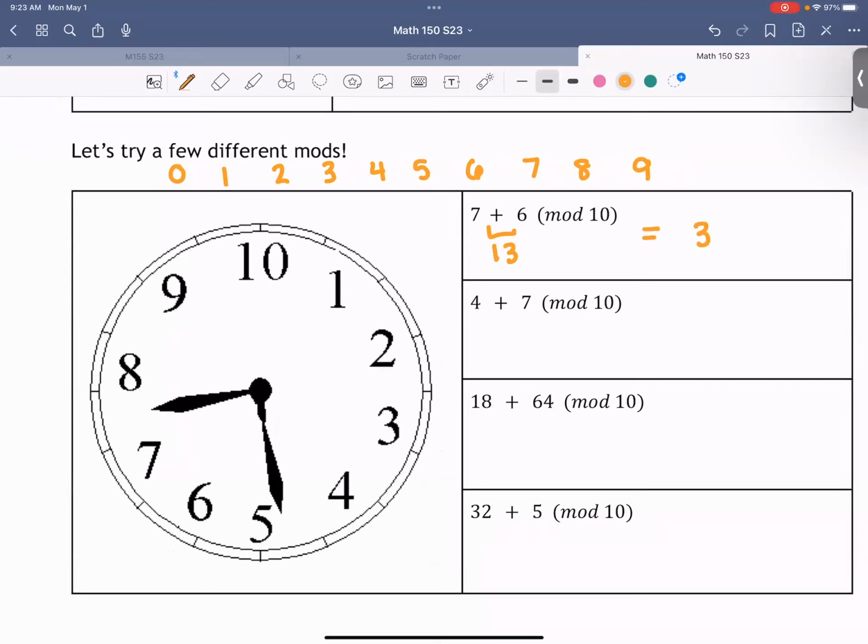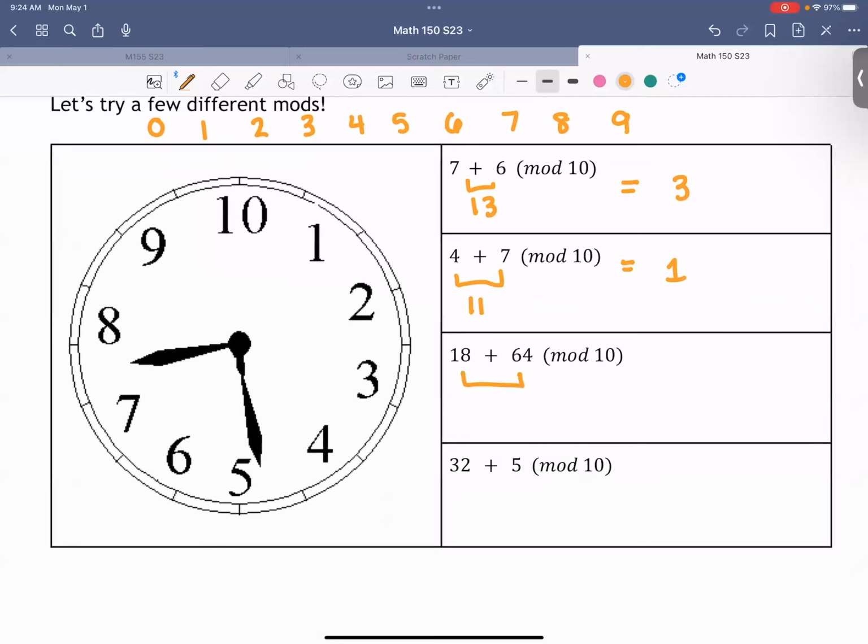4 plus 7 mod 10 is 11. Okay, what's 11 mod 10? 1, perfect. Why don't you do the last two? They're a little harder, but try this one on your own. What's 18 plus 64? 82. If I want to do 82 mod 10, you subtract 10 to get 72, subtract 10 to get 62, subtract 10 to get 52. What do you think 82 mod 10 is? 2, perfect. And let's do 34 plus 5. What is 34 plus 5? 37. And what do you think 37 mod 10 is?